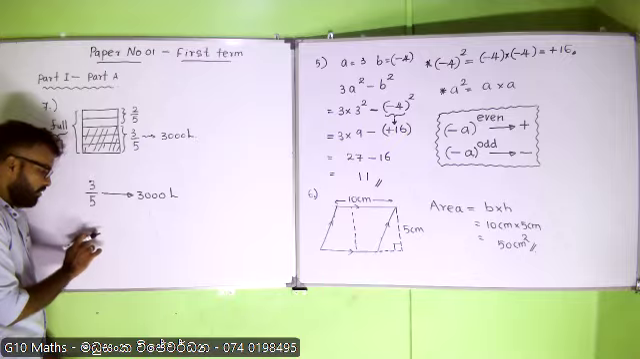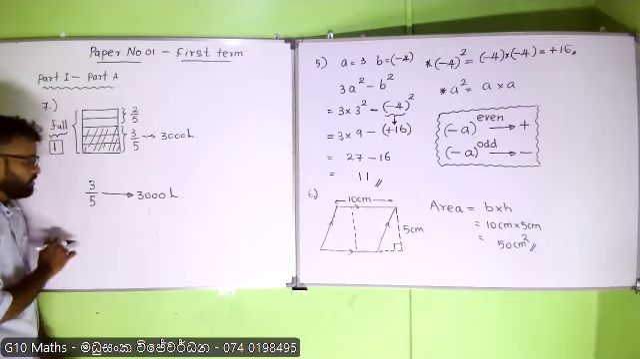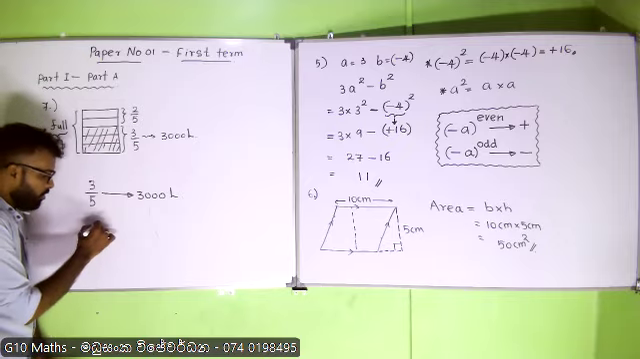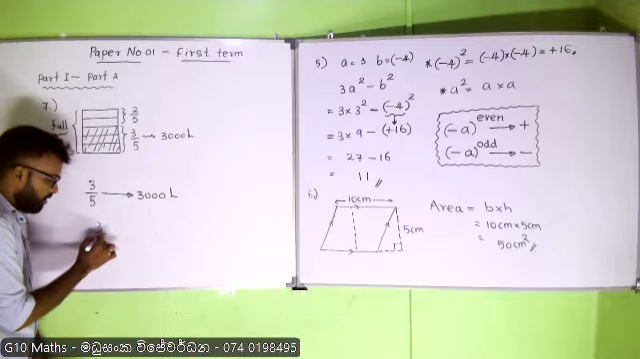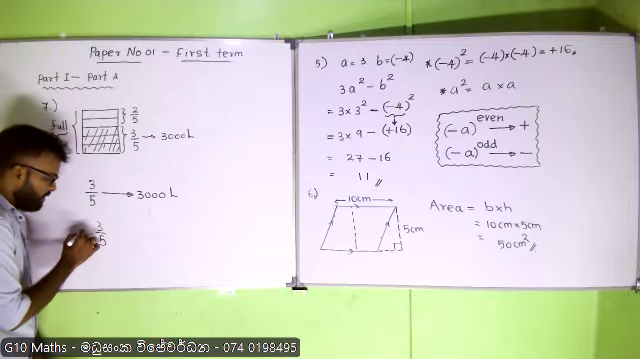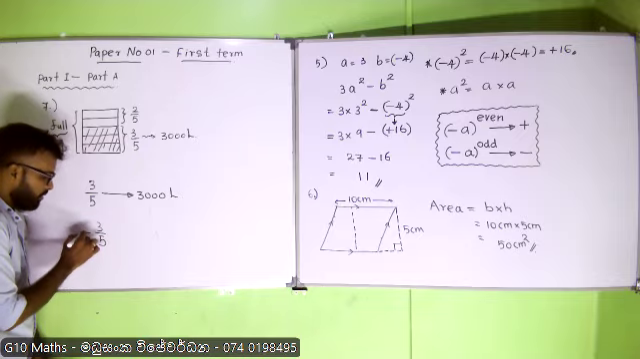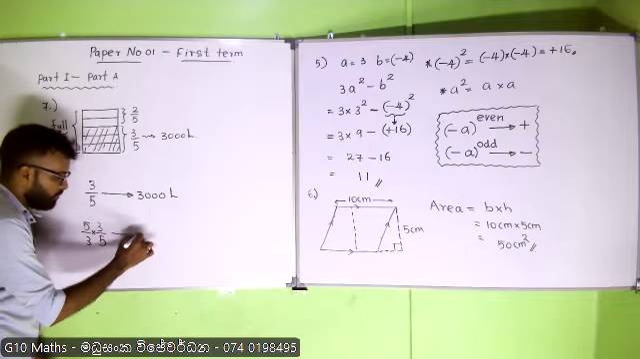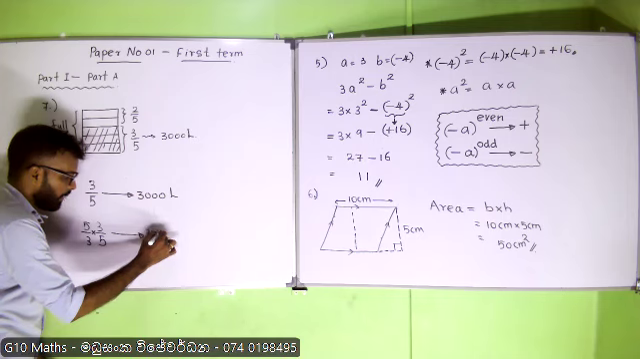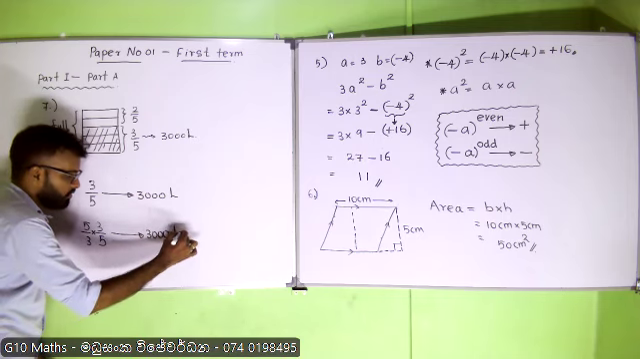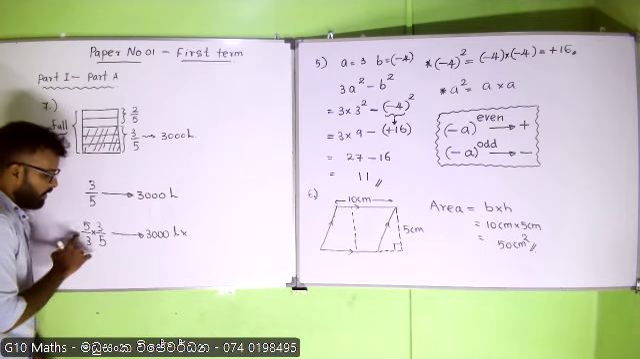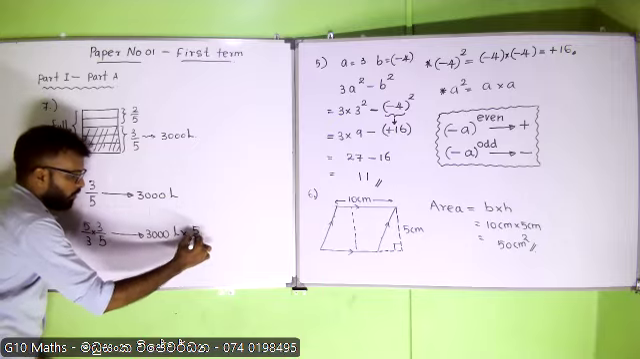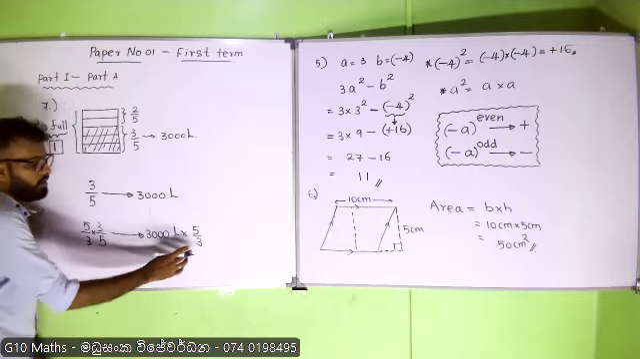In order to obtain 1, total 1, full tank, you are going to divide this side by 3 and multiply this side by 5. You are going to do the same thing to your right hand side as well. Here you have 3000 liters, and you are going to multiply this side by 5 upon 3.